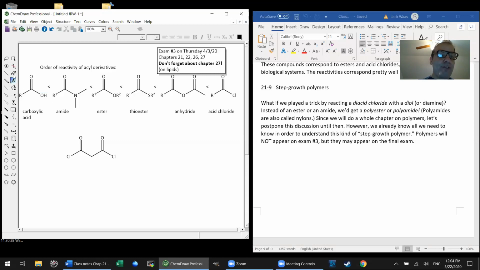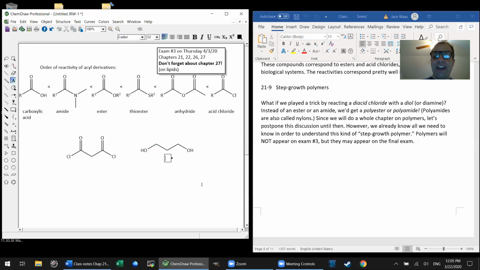What if we now treated this with a diol? Like, oh, I don't know, how about propane diol, propane 1,3-diol, and thousands of other diols exist also. Well, this OH group can react with this acid chloride and make an ester. Meanwhile, the OH group on this side can find another molecule of this diacid chloride and make another ester. And then this acid chloride will find another alcohol to react with, and on and on and on and on. You just get this long chain.